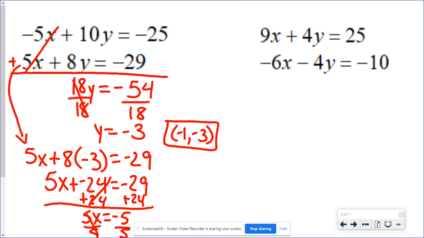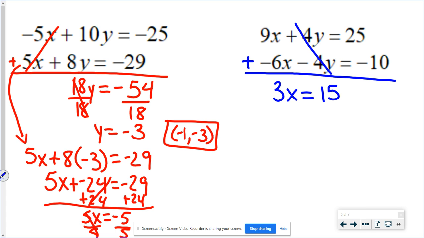This time again, the y's are the opposites. So when I add these two equations together, positive 4y and negative 4y, eliminated. 9x minus 6x is 3x. 25 minus 10 will be 15. X is 5. Once I know the x, I need the y. I'm going to use the top equation.